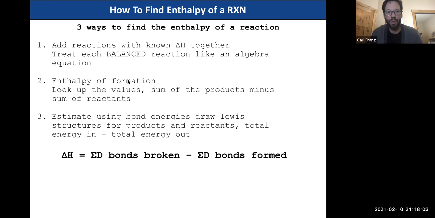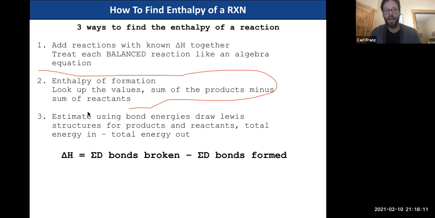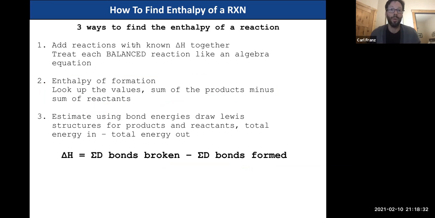Okay, so for number 2 here, remember that the enthalpy values are products minus reactants. Okay, so products minus reactants. When you're looking at bond energies, it's essentially the reactants, because those are the bonds that are broken, minus the products. Okay, so remember to keep that in mind when you're using these different methods to determine enthalpy change.